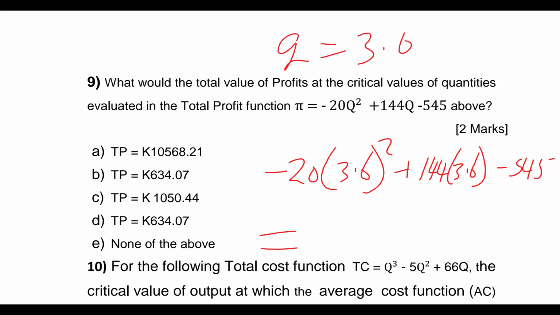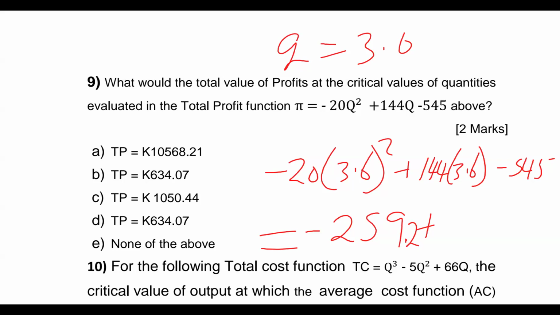Okay, so this one would be 3.6 squared times 20, which is negative 259.2.